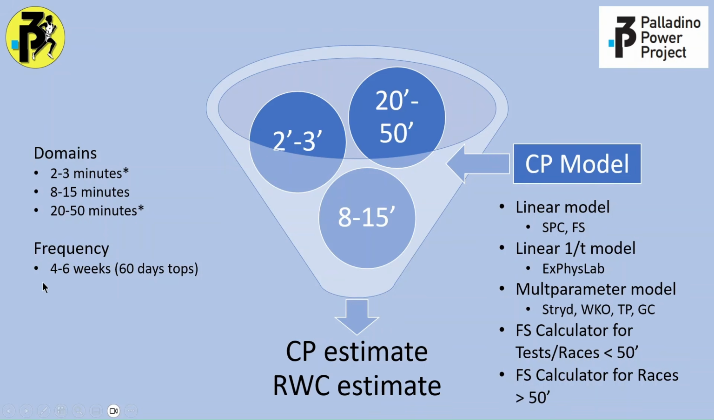Now, the frequency, I usually say 4 to 6 weeks. And the reason why is because there are a few considerations. One is, what's the time course for fitness changes? If we stretch it out and it gets to longer than 60 days, fitness can be changed. So if you're operating on data that's more than 60 days old, that's not representative of your current fitness. So we like to keep the frequency of these tests rolling into that model at about 4 to 6 week intervals.